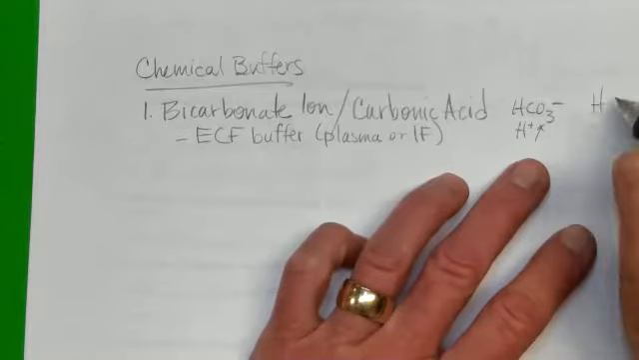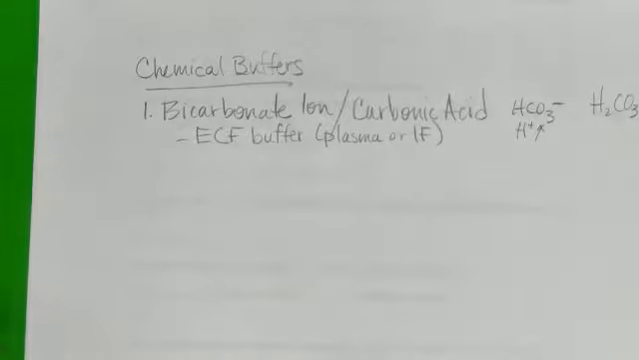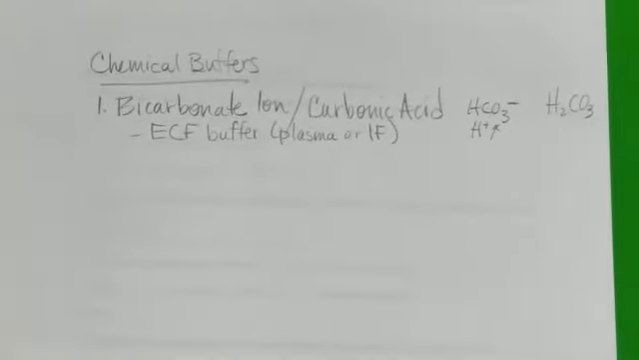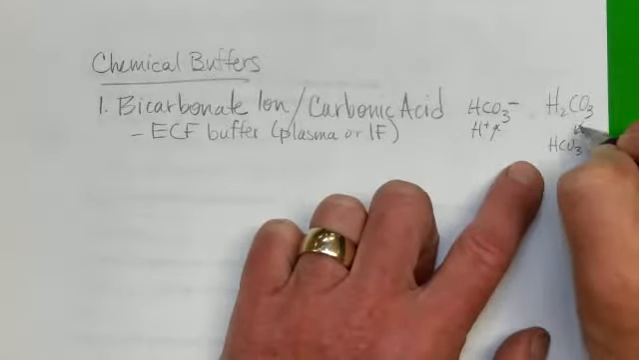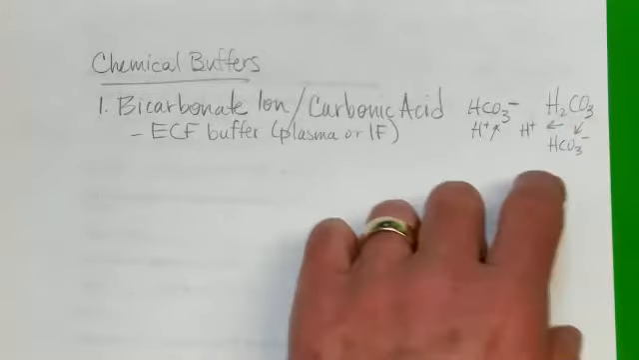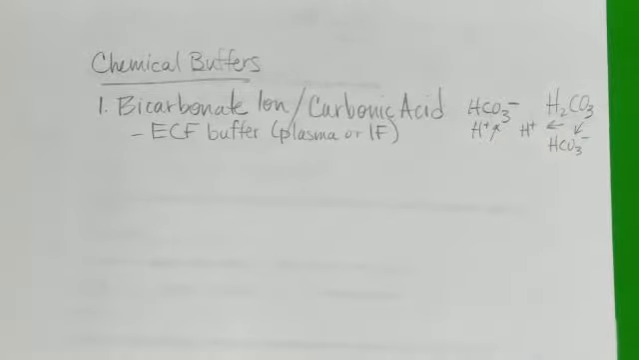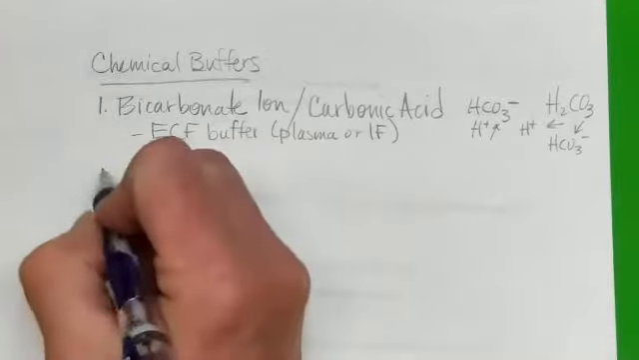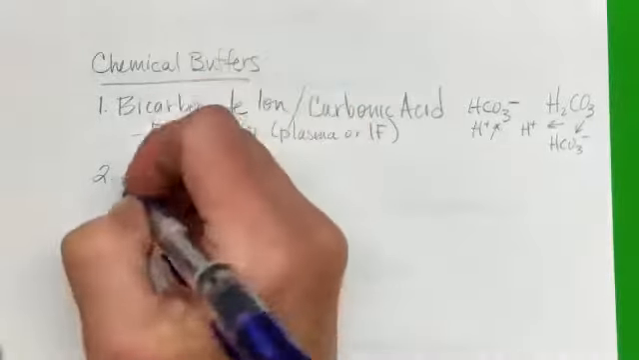Or if something is too basic, then we can take carbonic acid. Oops, I'm off the screen. We can take carbonic acid and convert it back to bicarbonate, and then we donated a hydrogen ion. Okay, so this is a hydrogen ion donator, this is a hydrogen ion acceptor, and through that means we'll be able to buffer the extracellular fluid. Okay, so it's not just out in our extracellular fluid where we're going to have pH changes. We're going to have pH changes within the cell.